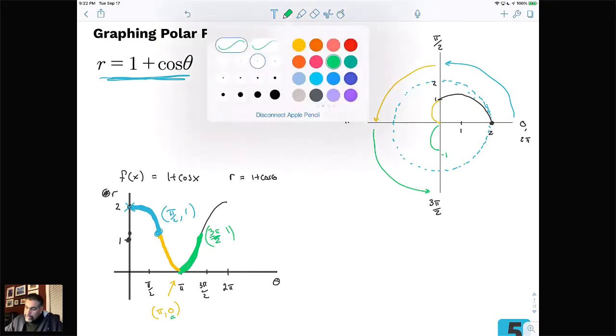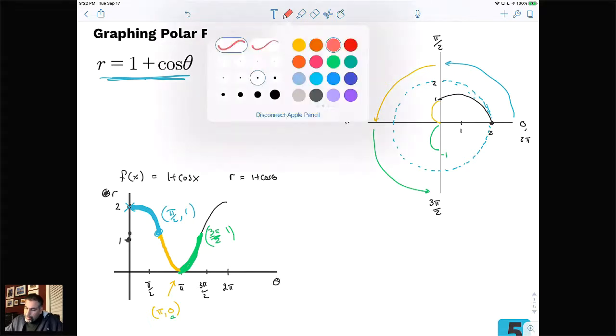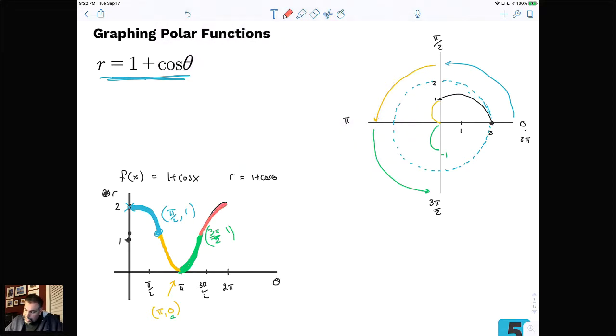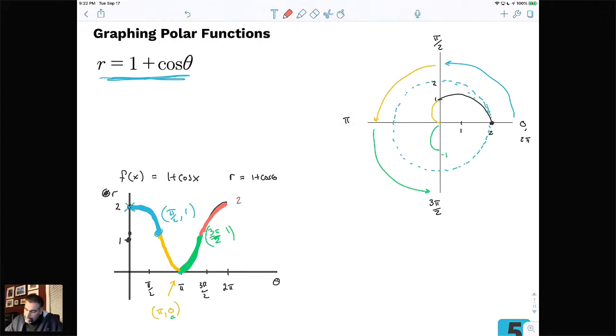So the final piece of the puzzle here, we're going to look at this thing from 3 pi over 2 to 2 pi, which is that piece. When we get to the end, that radius has now gone out to 2 pi comma 2, which means when I rotate through this last piece, I've got to start with a value of radius 1, and I'm going to end with a value of radius 2. So it's going to continue to rotate back out and complete this shape like this. So this shape right here is the shape that this particular polar function makes.